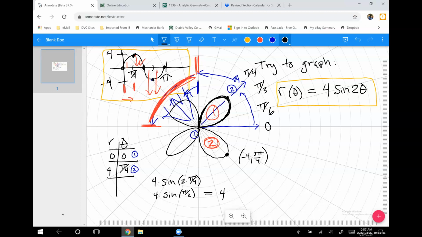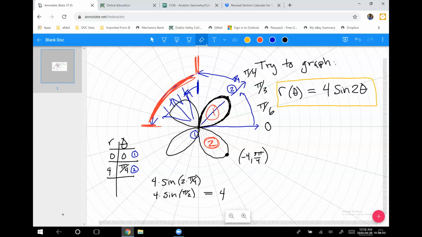Nice big mess. Questions, comments, discussion? So just so I understood, when we're going through the points pi over 6, pi over 3, pi over 4, once we start going into, let's say, 5 pi over 6, we're actually drawing in the 4th quadrant.